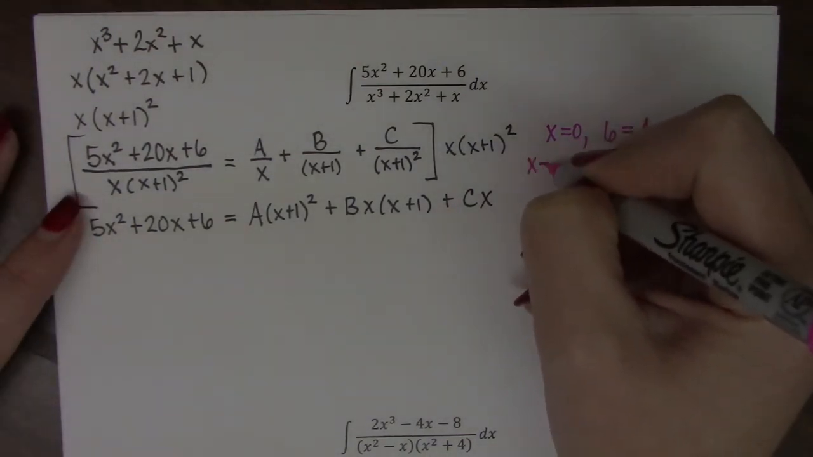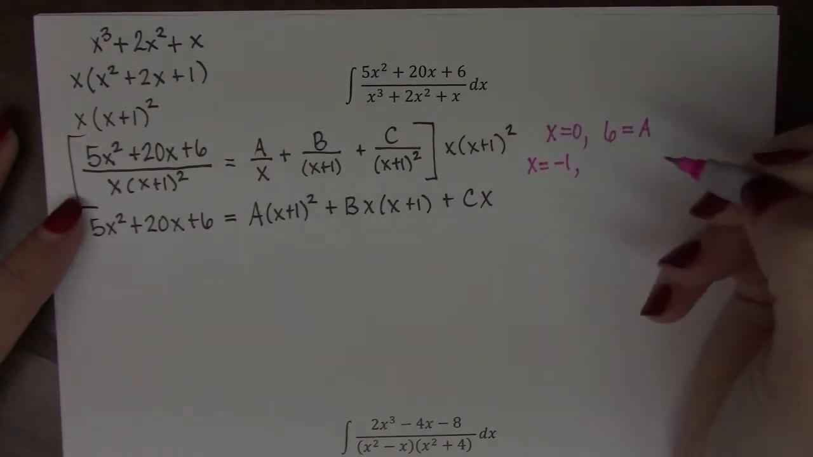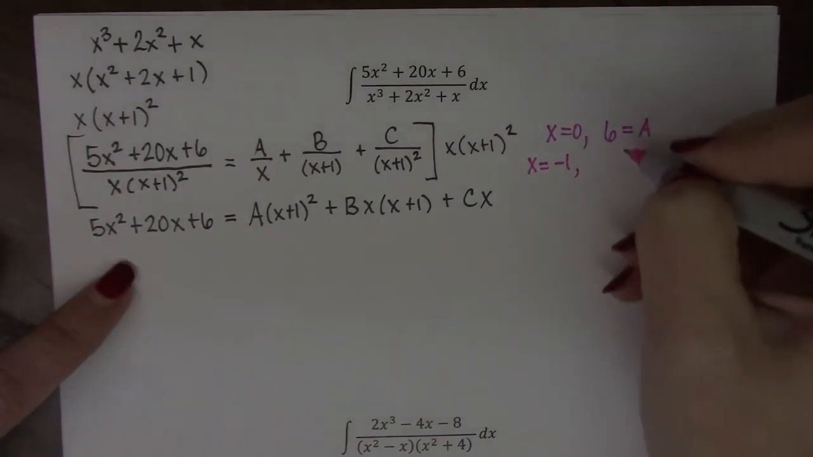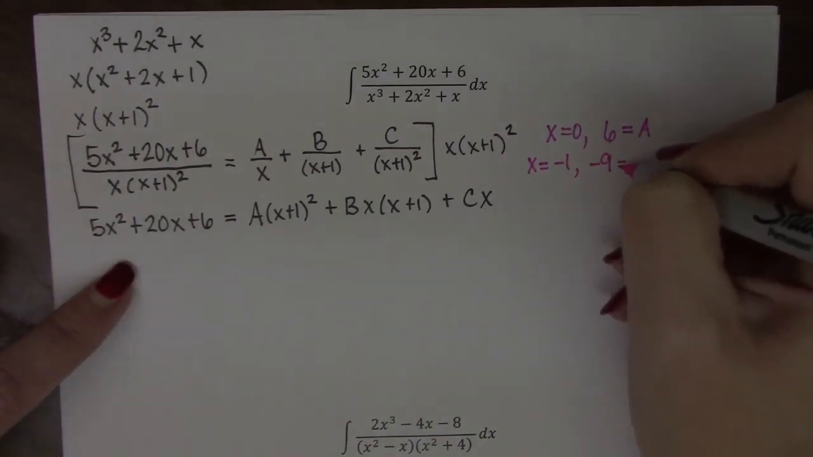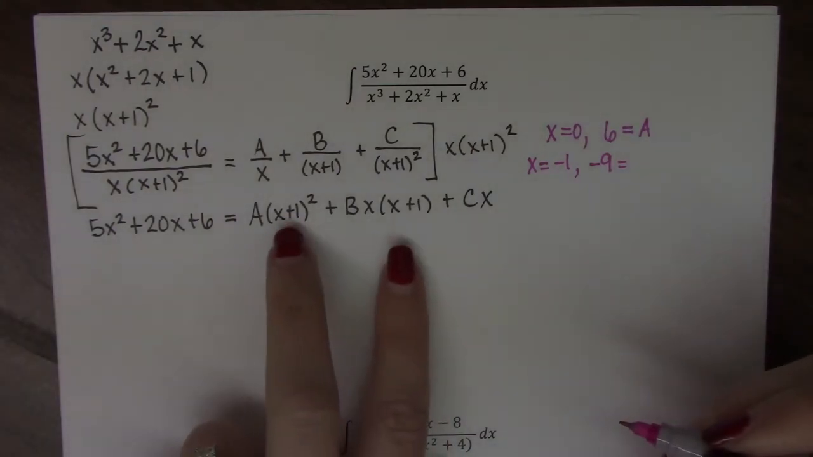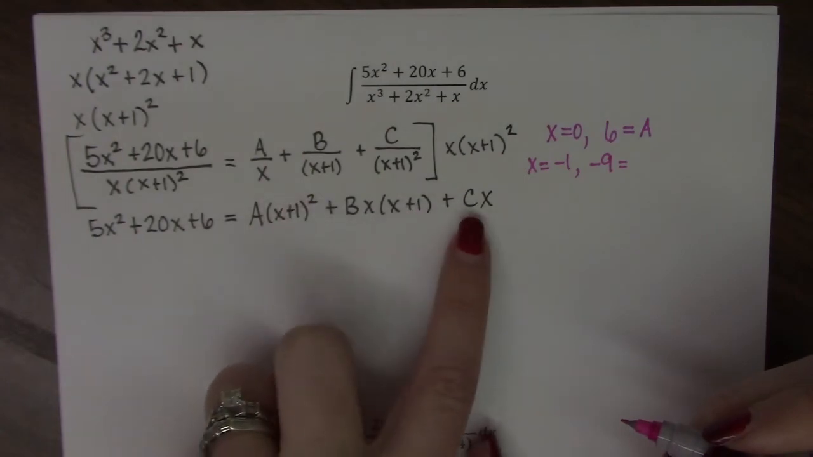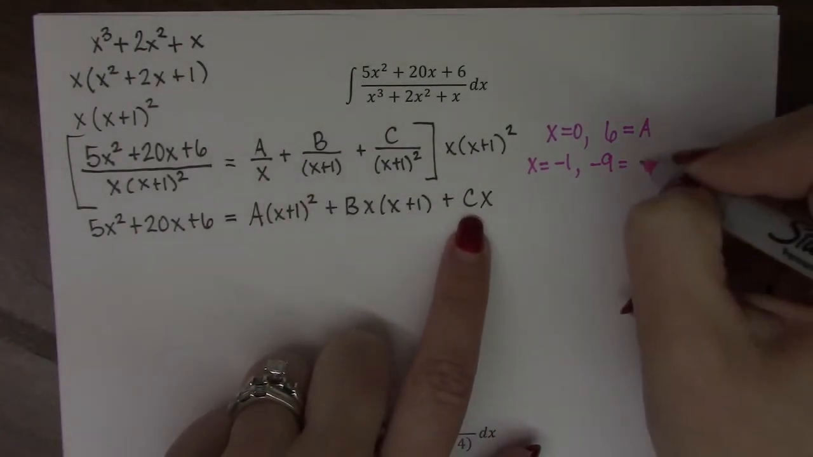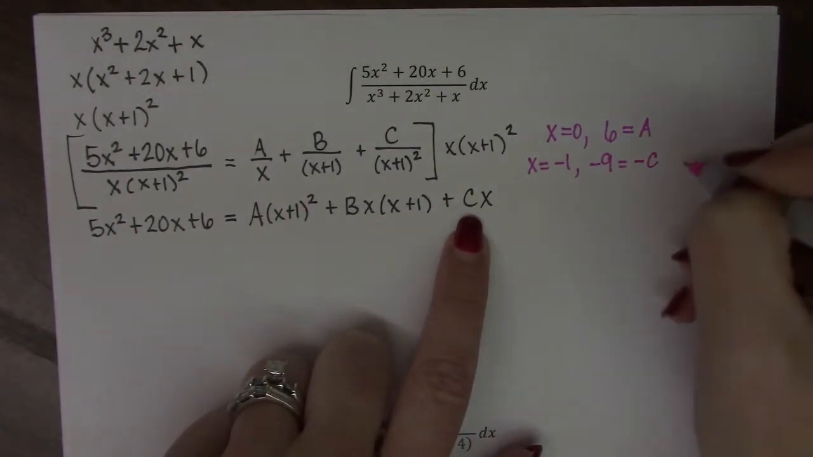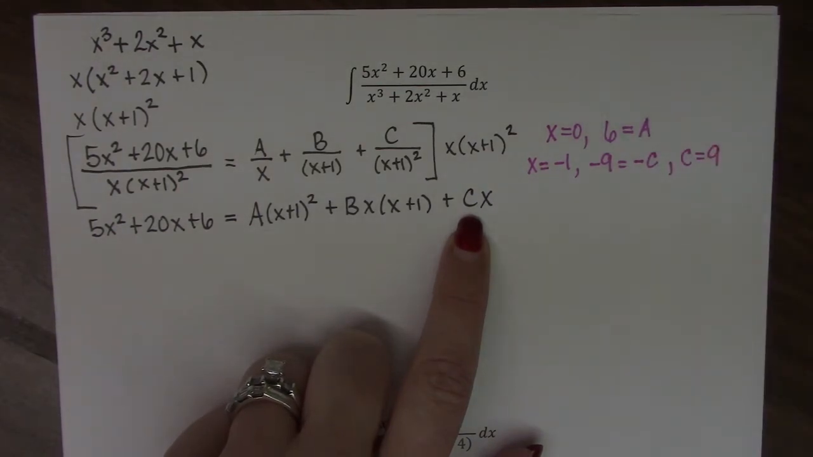When x equals negative 1, the left side of our equation is negative 9. But if you look over here, any term with an (x + 1) turns into 0, so I'm just left with c times negative 1, which is negative c, so that means c is 9.